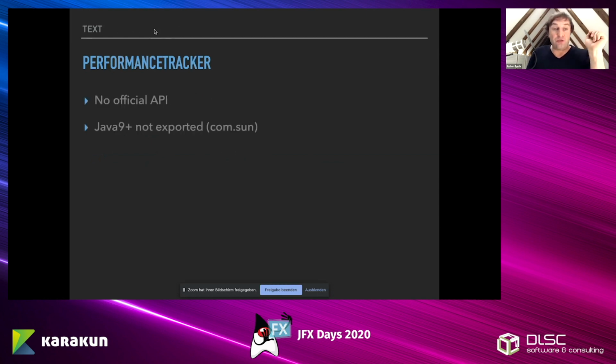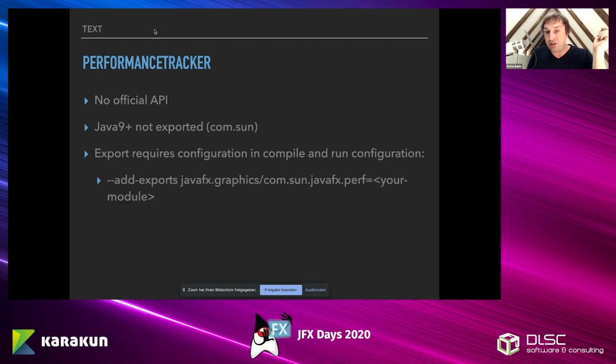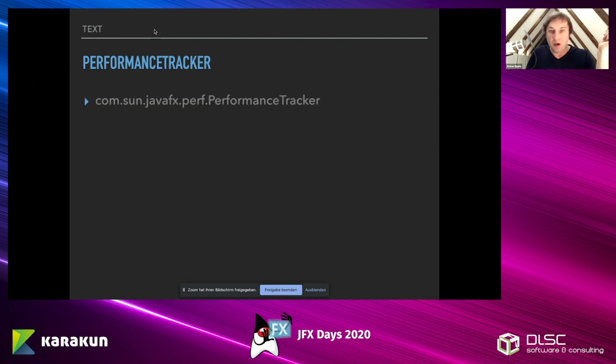And unfortunately, it's no official API. So in Java 9 plus, it's not supported. It's in a com.sun package. The export requires configuration in the compile and run configuration. So you basically need to do an add-exports and export it to your module. But if you do that, that's just fine. And in module-info, you need to require javafx.graphics.